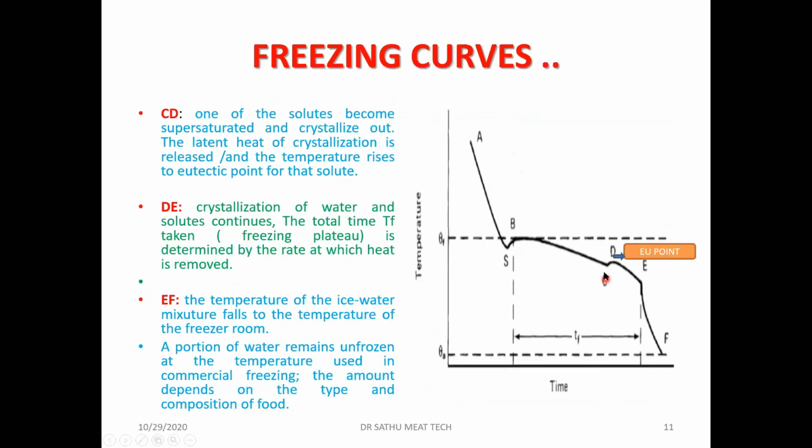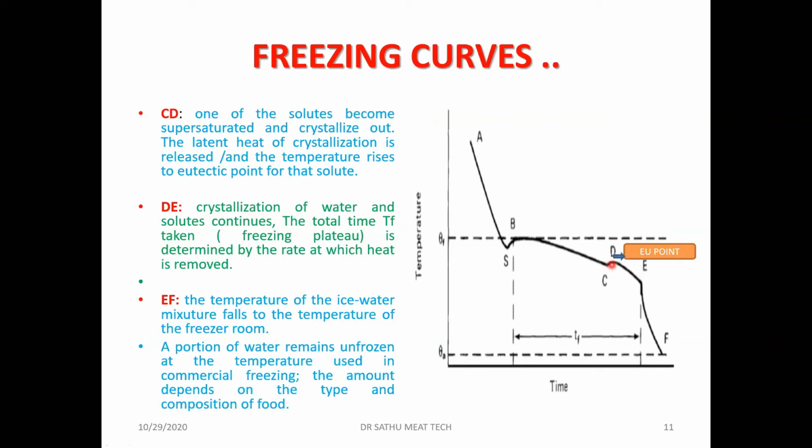So let's see what is happening in the C to D. D is the eutectic point. We can see here one of the solutes became supersaturated and crystallized out. When it forms the crystallization, there is a latent heat of crystallization. That is, heat is released, so the temperature will start increasing. So that's what we see here. One of the solutes became supersaturated and crystallized out. The latent heat of crystallization is released, and the temperature rises to the eutectic point for that solute. For a particular solute, it will be increasing.